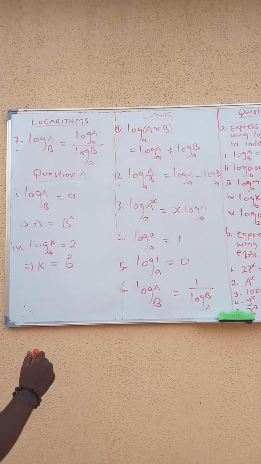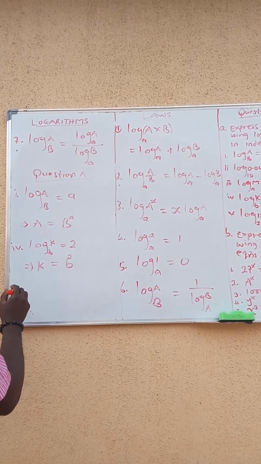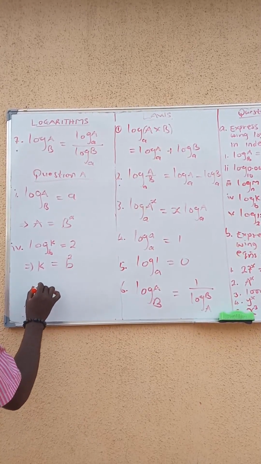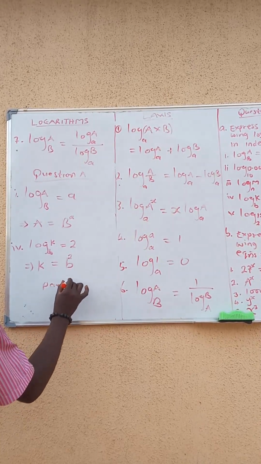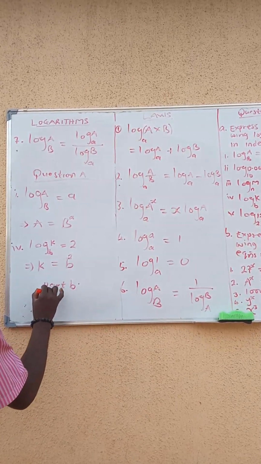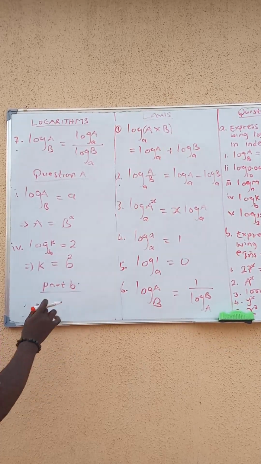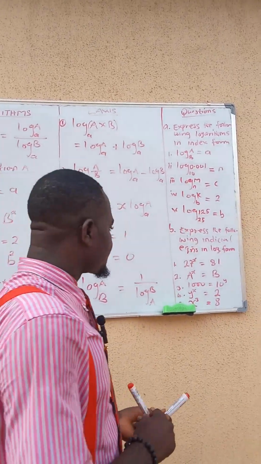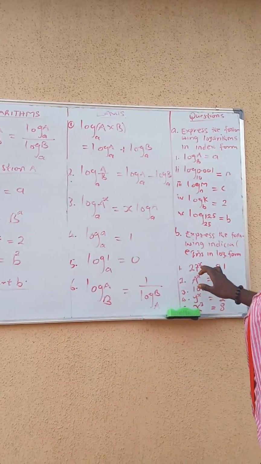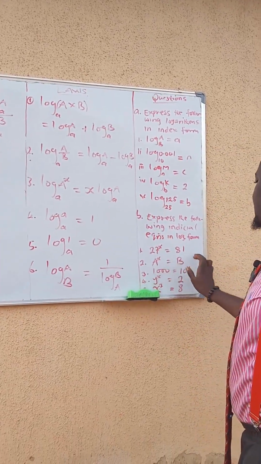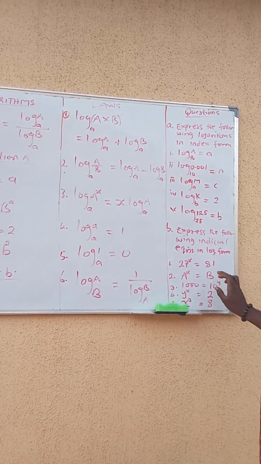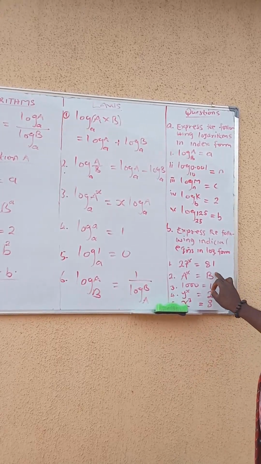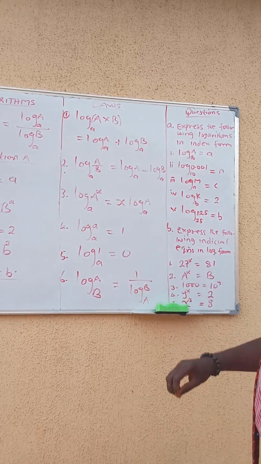Question B, that is part B. I'll take only the same thing: A raised to the power of x is equal to B. That one we've done, you know it already. That means this is the log, this is the base, and this is the index.